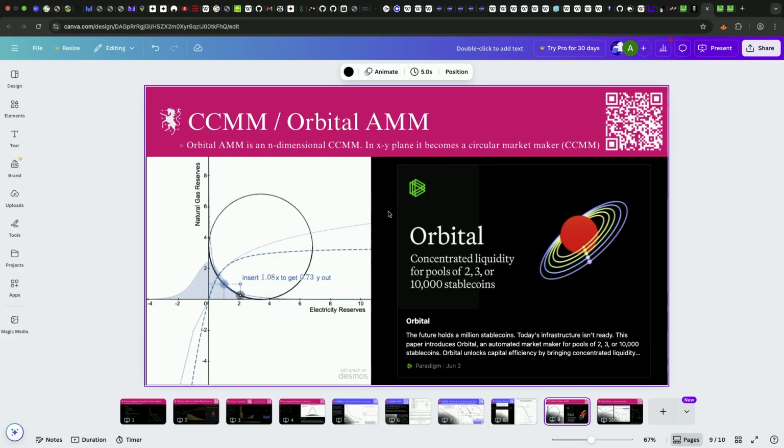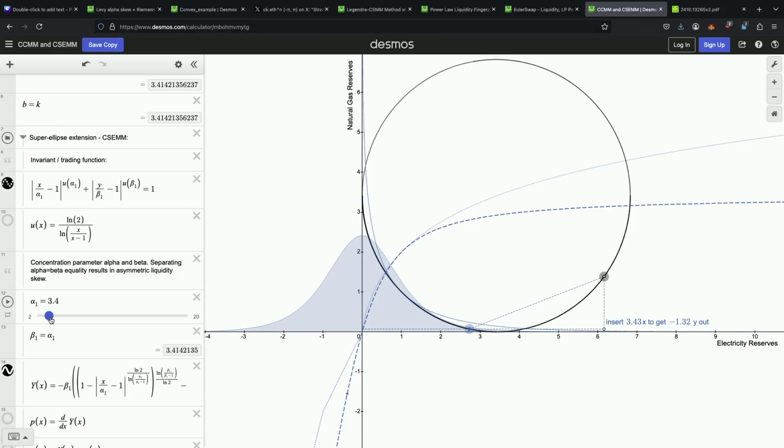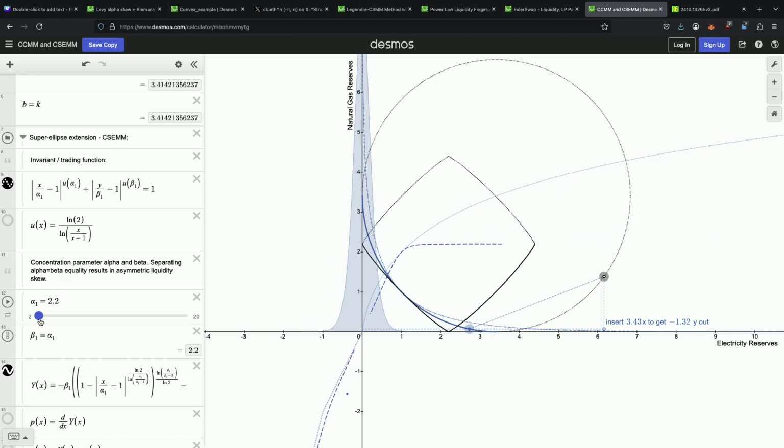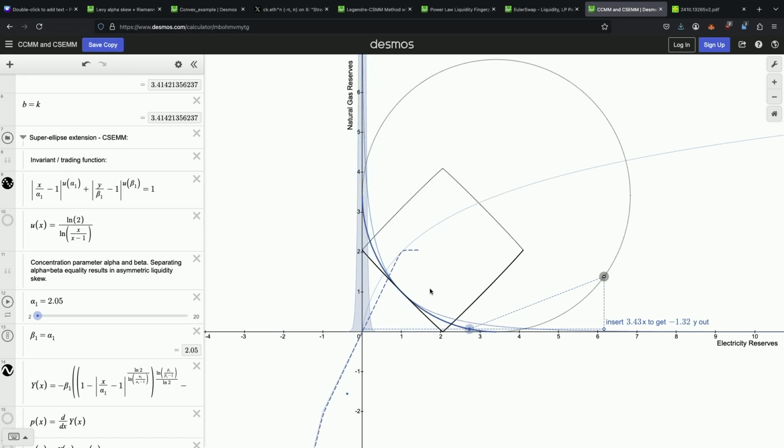the CCMM is an interesting model, but it can be expanded further, because the problem with the CCMM is that liquidity is symmetric, and you can't really do much with it. And so one of the things that I did come up with is this thing called the superellipse. The superellipse is a slightly different AMM, but it allows you to extend liquidity concentrations. For example, you can take a concentrated circular market maker, concentrate its liquidity, and it actually becomes a constant sum market maker, like this.